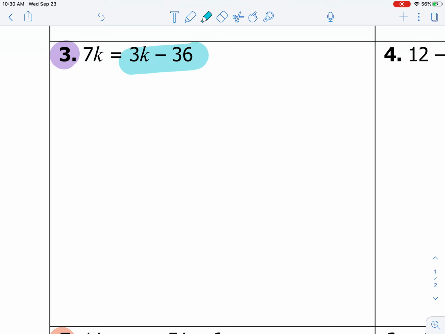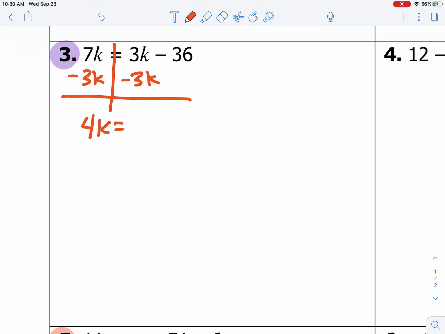What about the right-hand side? Do I have any like terms? No like terms on the right-hand side either, so I go straight to step 3, which is put the variables on one side. So 3k is positive over here on the right side, so to move it over to the left side, I need to subtract 3k from both sides. 7k minus 3k is 4k. 3k minus 3k is 0k. 0k is just 0. So 4k equals negative 36 because 0 minus 36 is negative 36.